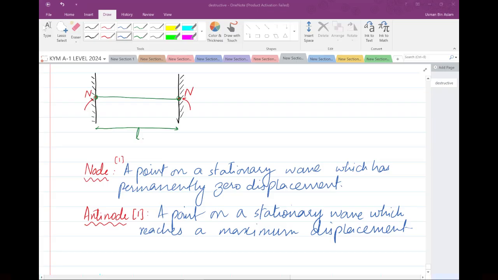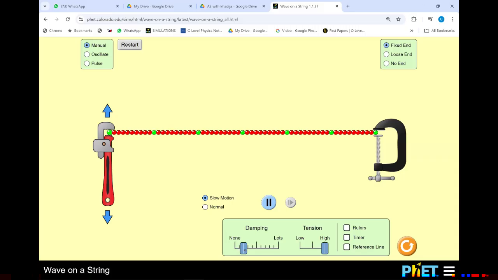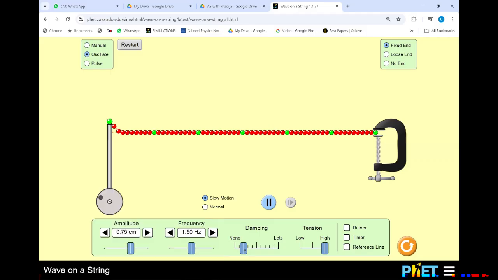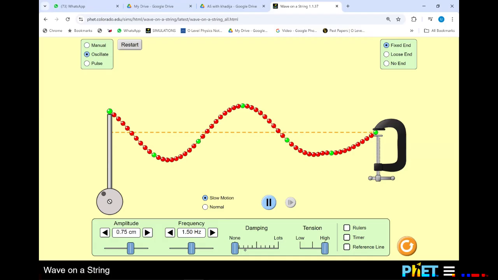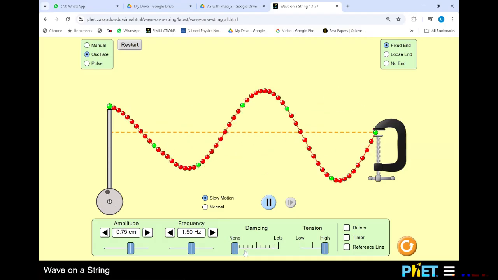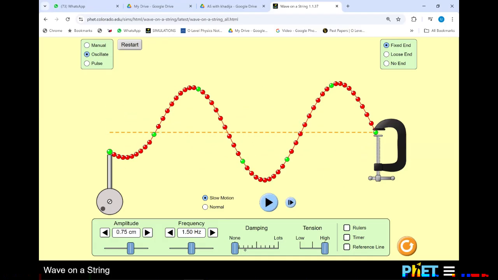I am going to show you a simulation here for that purpose. Let's see. If I use the oscillate option, the particles vibrate up and down. They get reflected from the fixed surface. And here, a stationary wave is formed. Now, I would like for you to identify this particle here, this particle here, this particle here. These particles are going to stay very close to the normal line. So if it was supposed to be an ideal stationary wave, these particles are not going to go anywhere.